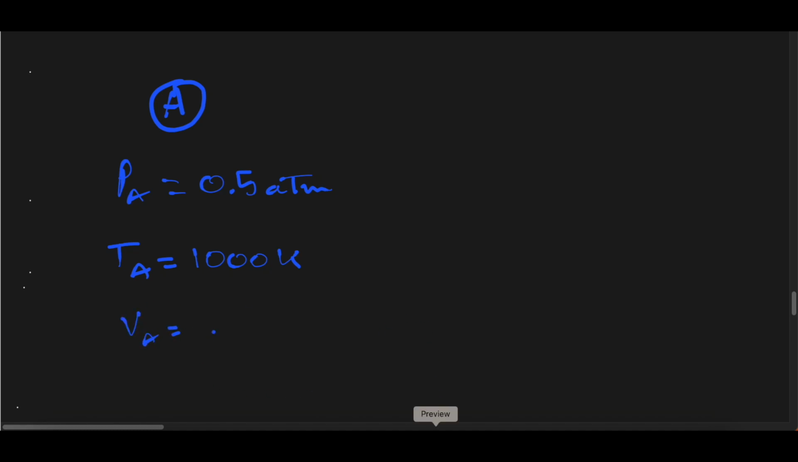So first, we have the perfect gas that is in state A. We have the pressure in A and the temperature in state A. Here the pressure is equal to 0.5 atmosphere, and the temperature is 1000 Kelvin. The volume A is not given yet.